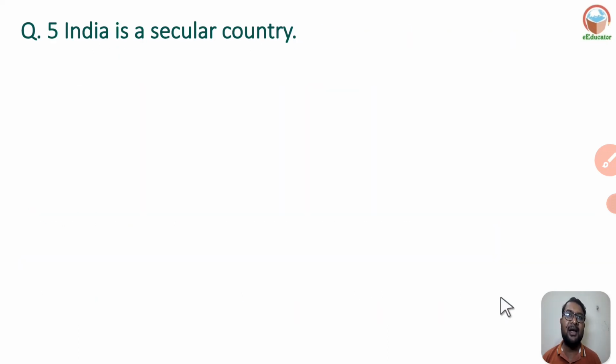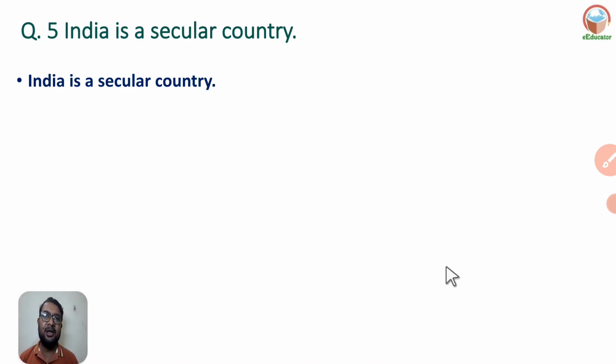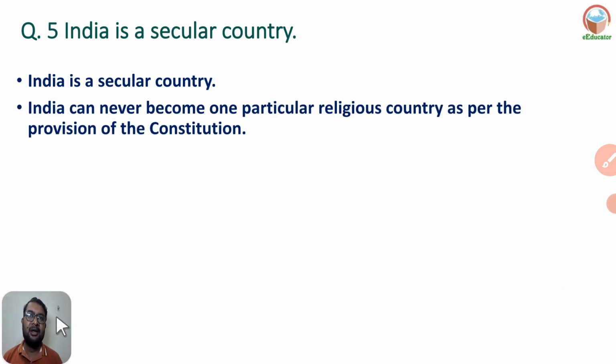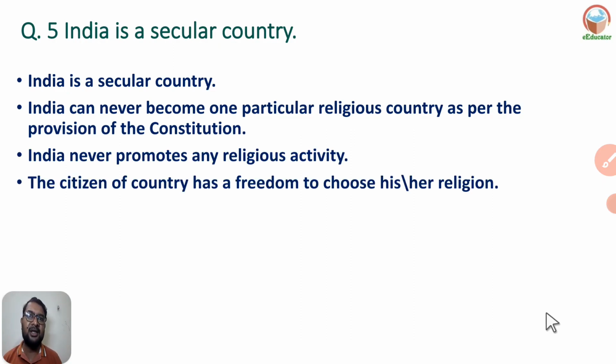Fifth number, India is a secular country. India can never become a country of one particular religion as per the provisions of the Constitution. So India never promotes any religious activities. The citizens of the country have freedom to choose their religion.